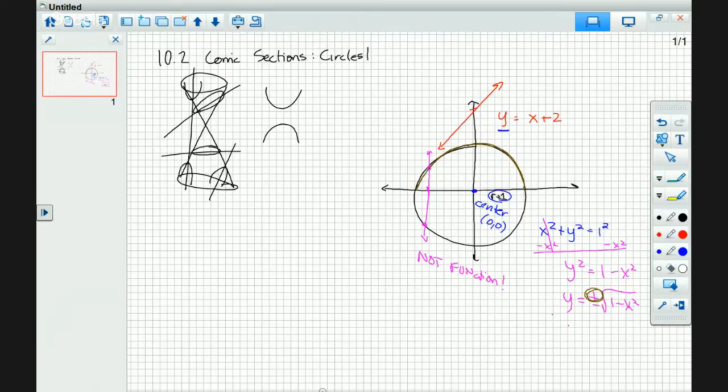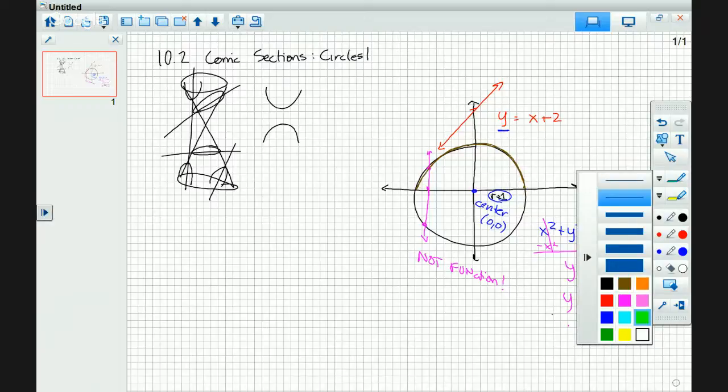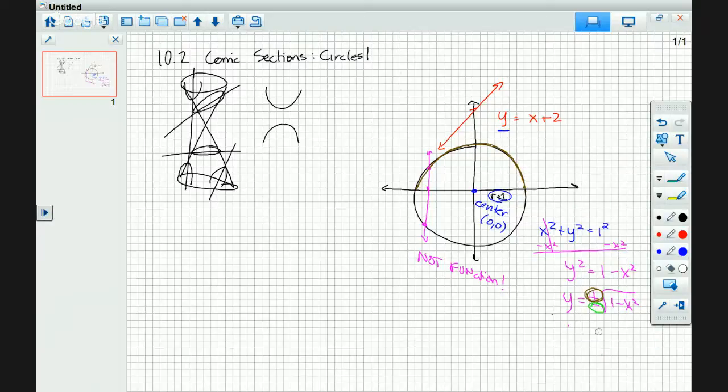Okay. So if you had just positive root 1 minus x squared, that's all you're looking at is the top half, the top hemisphere. The bottom, the negative here, is the bottom. And that completes the circle.